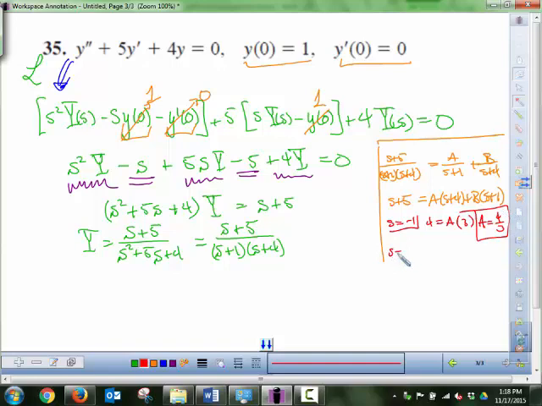And then s is equal to -4. On the left-hand side, I have -4 plus 5. I think that's 1. And then -4 is going to make A disappear. And I have B times -3. So B is equal to -1/3.